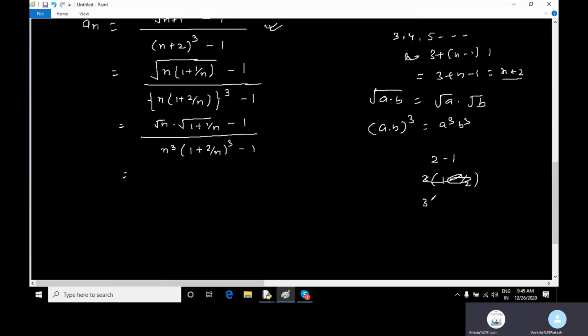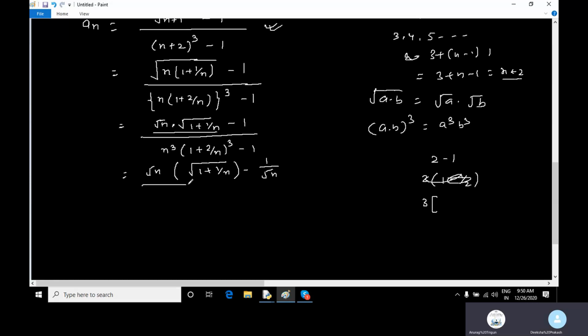Root n is already outside, no? This is only with this. Where is outside? Root n is not common for all, no? I split this one into this one. So root n, if you take outside here, we'll get root of 1 plus 1 by n minus 1 by root n.